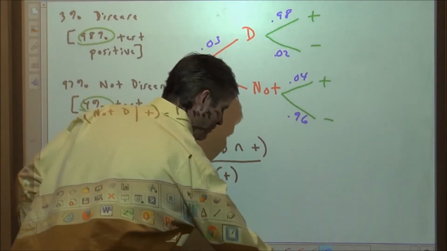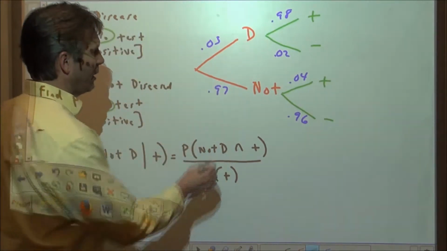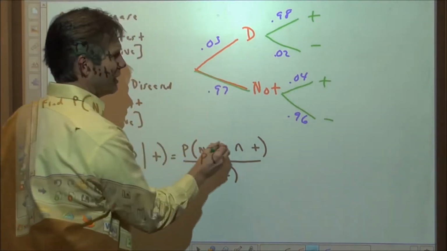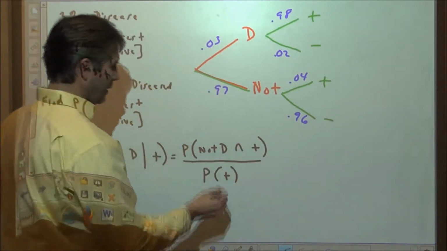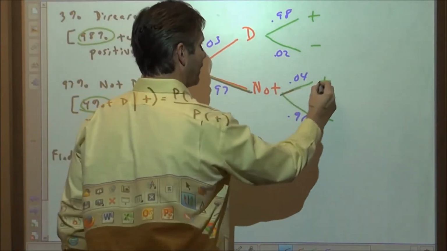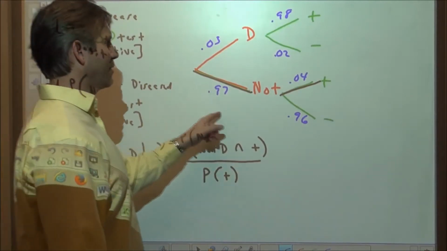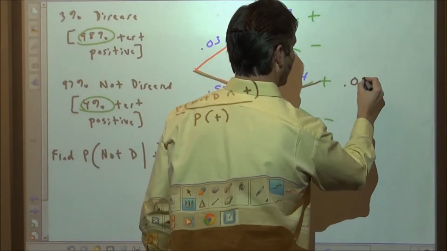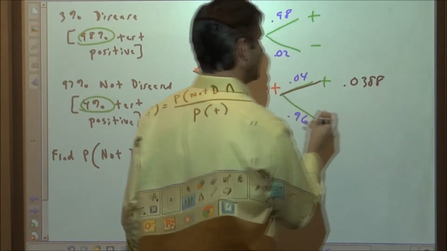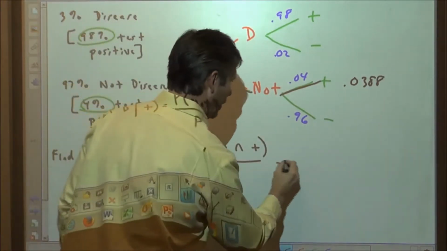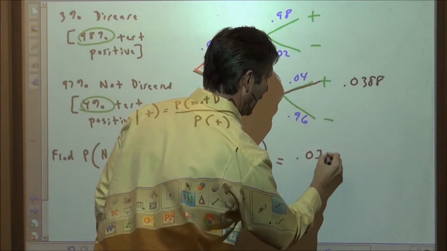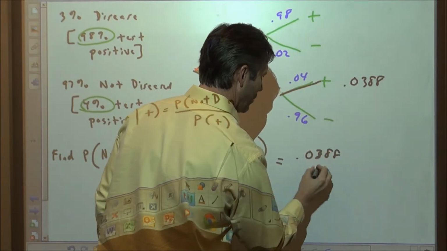So in the numerator, we're going to follow the people who do not have the disease. I guess I'll use black marker. They do not have the disease and they test positive. So if we take this times this, we're going to get 0.0388. So that goes in the numerator, 0.0388.